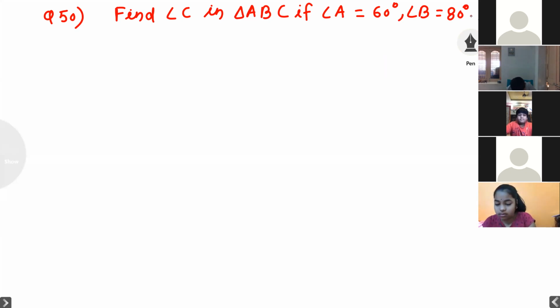That figure I have written in statement form. Triangle ABC, two angles are given. The third angle is asked. Whatever two angles there are, I add: 80 plus 60 is 140, 180 minus 140 is 40 degrees. 40 degrees is the answer.